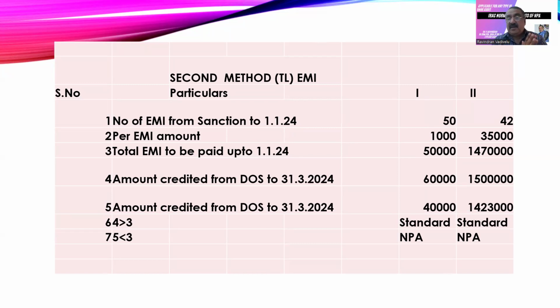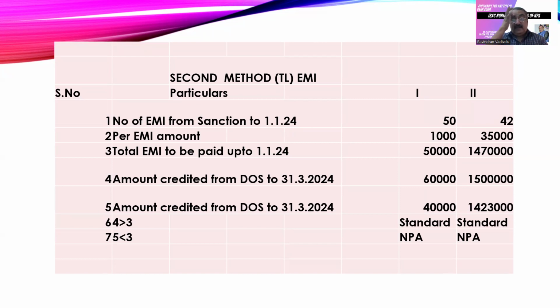So let us take point number 4. The amount to be paid is point number 3. The amount to be paid is 50,000. Go to point number 4. That is, the amount paid by the borrower is 60,000. Instead of 50,000, the borrower has paid 60,000. That means he has paid in surplus. So that account will not become NPA.